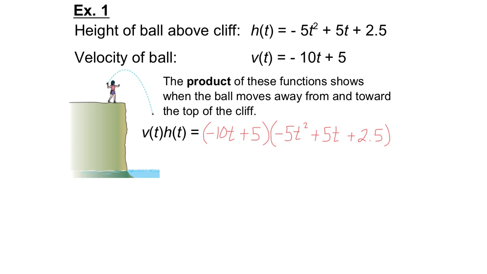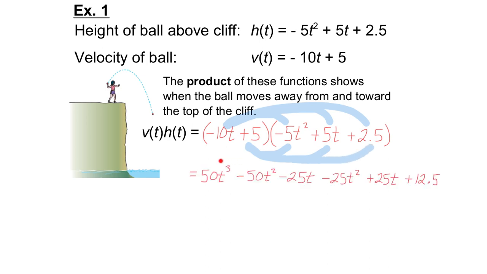Now, just like in the warm-up, when I was multiplying two brackets together, every term in one set of brackets was multiplied by every term in the other set of brackets. So I'm going to do the same thing here. Then minus 10t gets multiplied by the minus 5t squared, by the plus 5t, and by the plus 2.5. Then the 5 is going to be multiplied by the minus 5t squared, the 5t, and the 2.5.